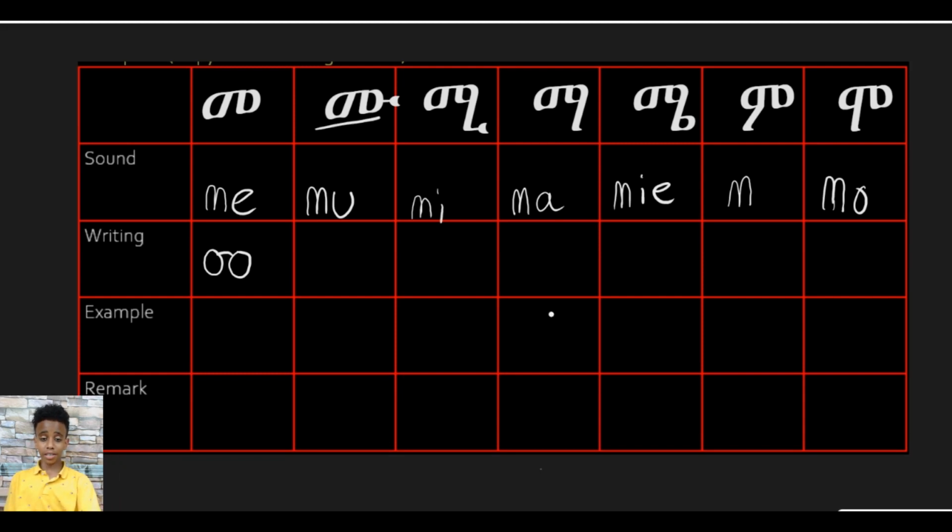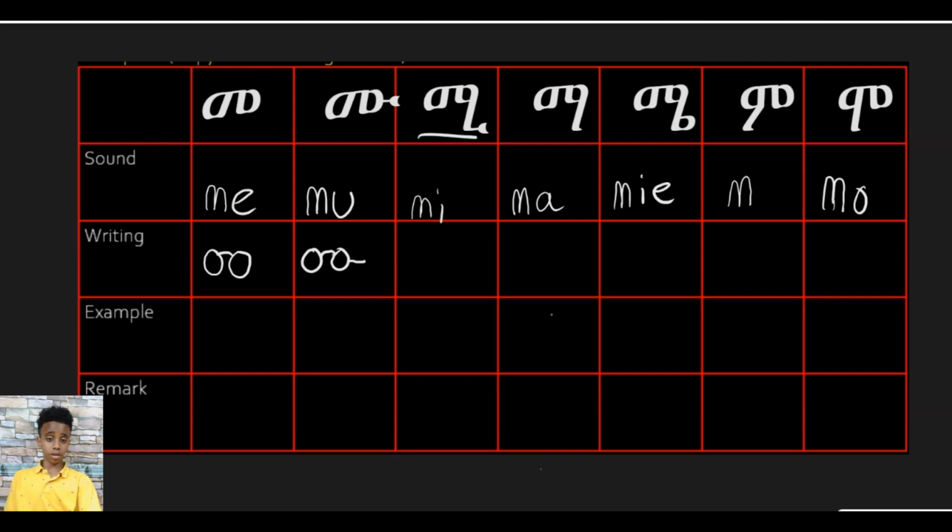Our second letter is the letter Mu, and Mu can be written by starting from the base. Whenever I refer to the base, I mean the first letter, Meh. So if you were to write Mu, you start from the base, the two circles, and connect them. But this time you're going to add a note to the side. This is how you write the letter Mu.